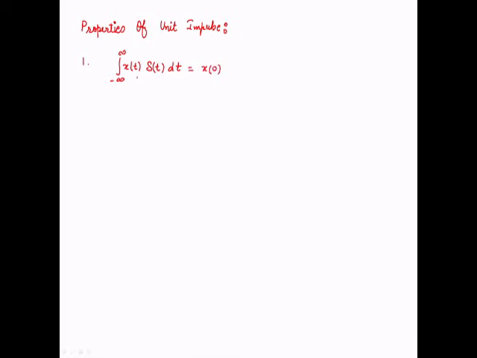It means we can say that the two signals are multiplied with each other. Here we can say the mathematical definition of delta(t), which is a unit impulse signal, is 1 when t is equal to 0, and it is 0 when t is not equal to 0. So this is the property of unit impulse.